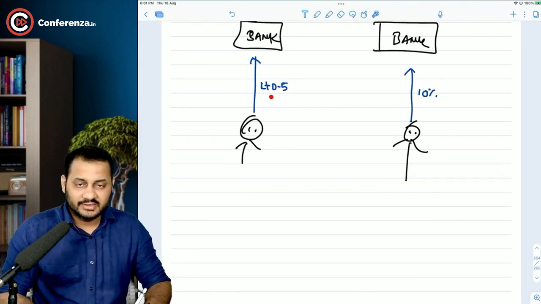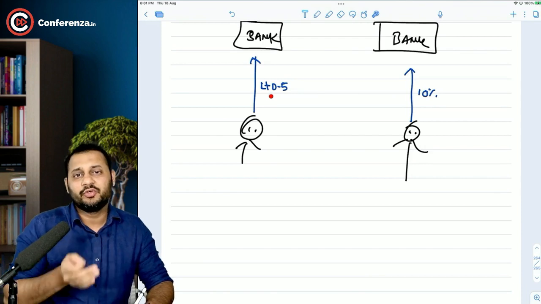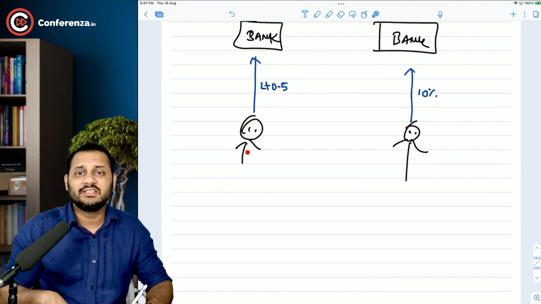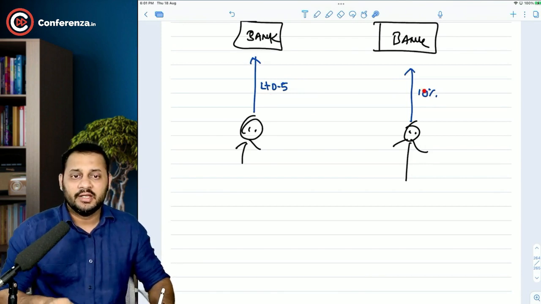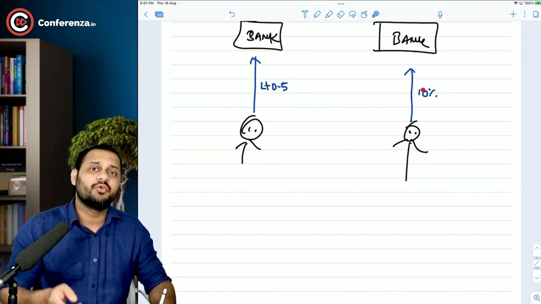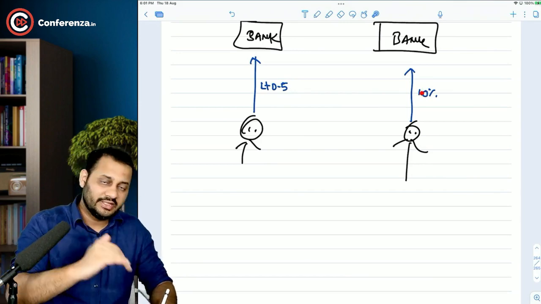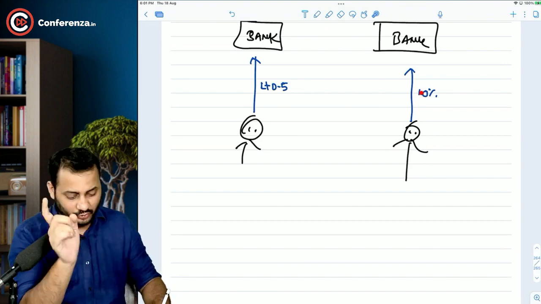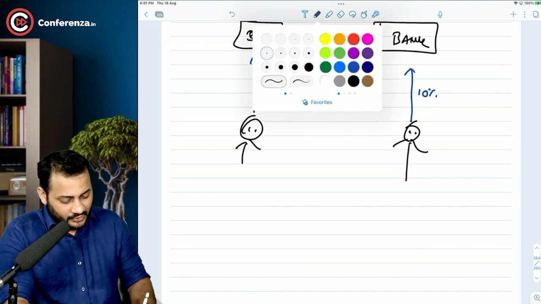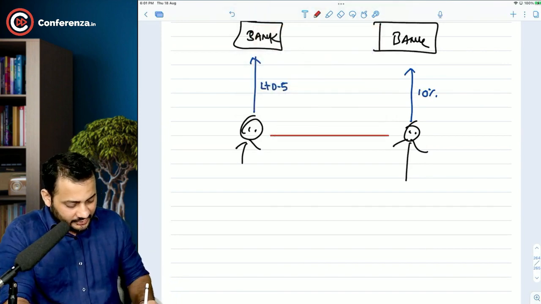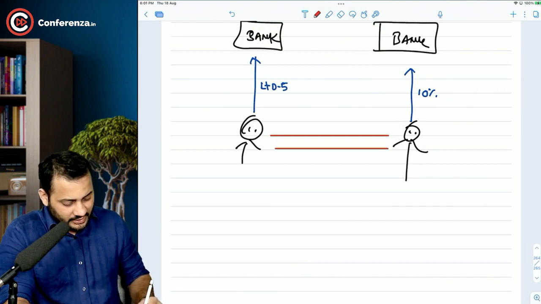That means he is a floating rate borrower. He wants to shift to the fixed rate. Why? Because he is worried about the rising interest rate. He is a fixed rate borrower. He wants to shift to the floating rate. Why? Because he is worried about the falling interest rate. So both of them will have opposite views. So both of them will enter into a swapping transaction, and the swapping transaction will happen like this.